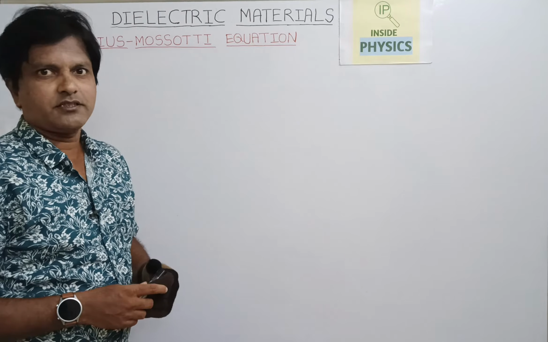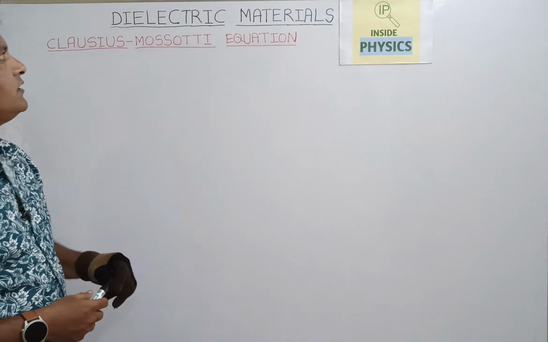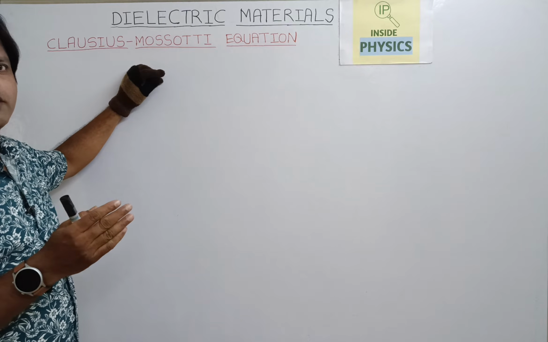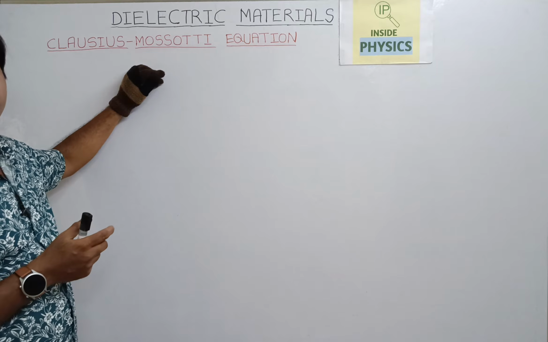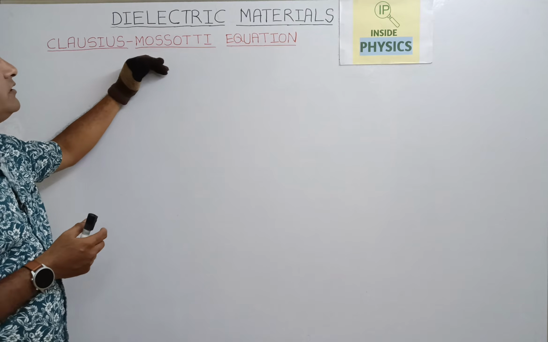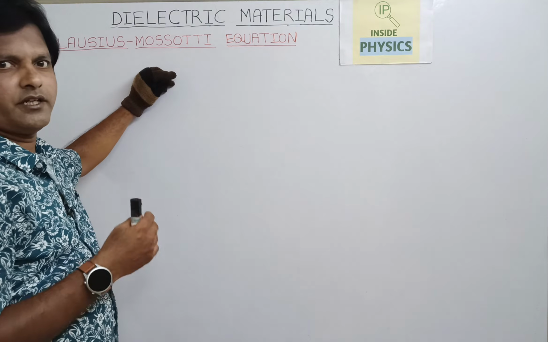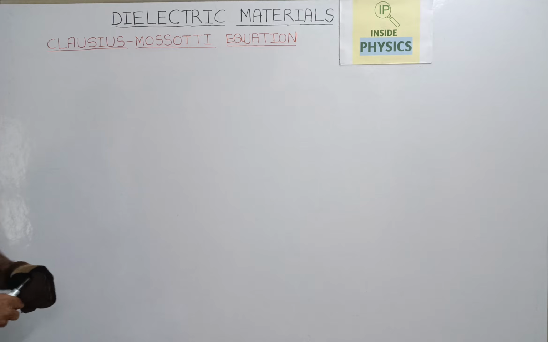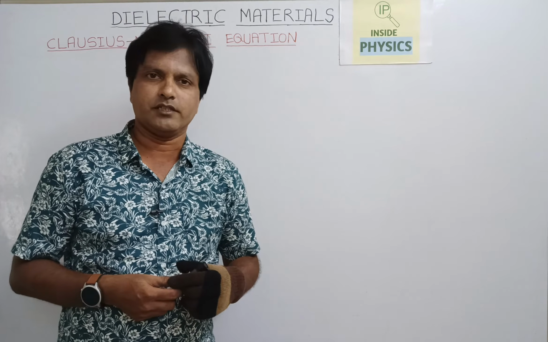Today we will discuss the Clausius Mossotti equation. This equation relates the electronic polarizability and the dielectric constant of a dielectric material. This equation is a very good one for further study of dielectric materials. So how do we proceed to derive a mathematical form of the Clausius Mossotti equation?